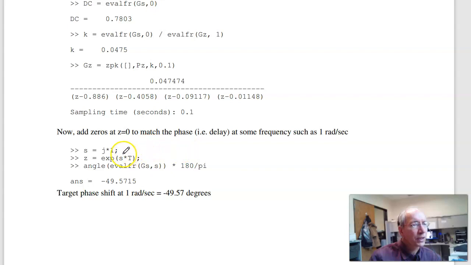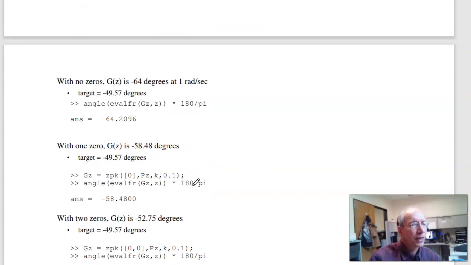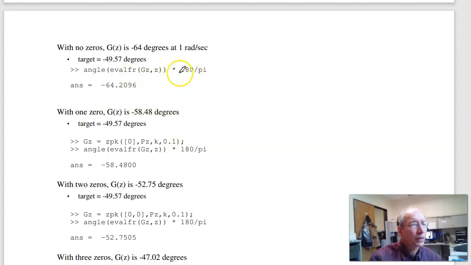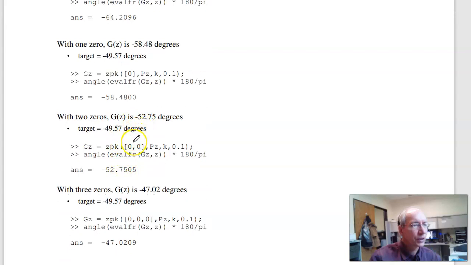So let's pick a frequency, like 1 radian per second. Here's g of s at s equals j1, minus 49.5 degrees. That's my target. If I analyze g of z at 1 radian per second, I'm at minus 64 degrees. Let's add a 0. It's now minus 58 degrees. 2 zeros, minus 52. 3 zeros, minus 47.